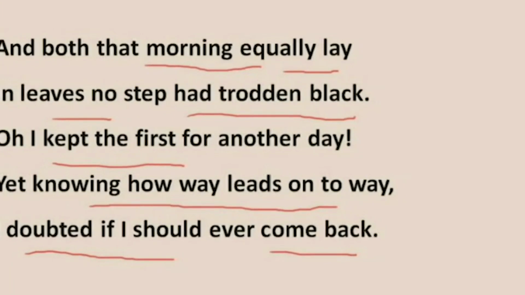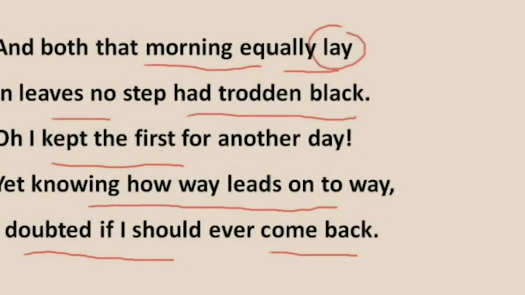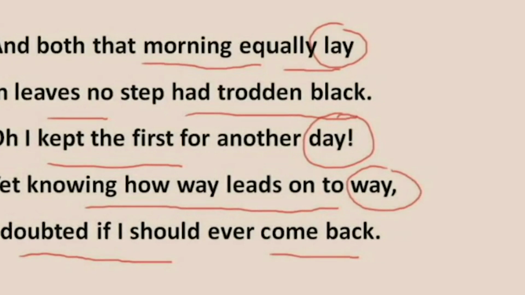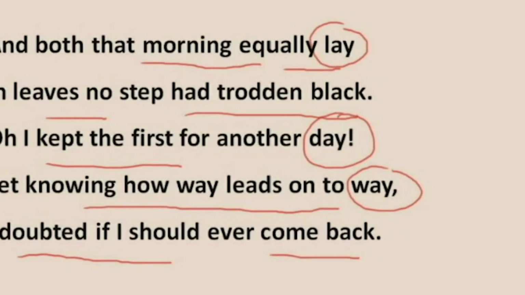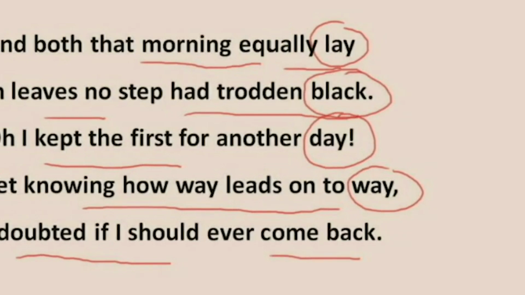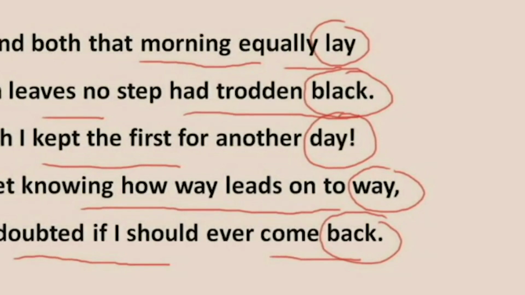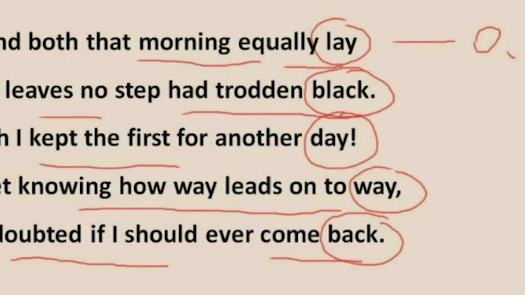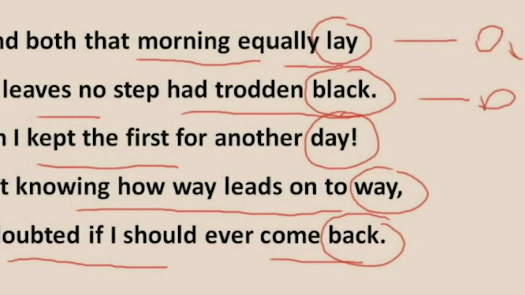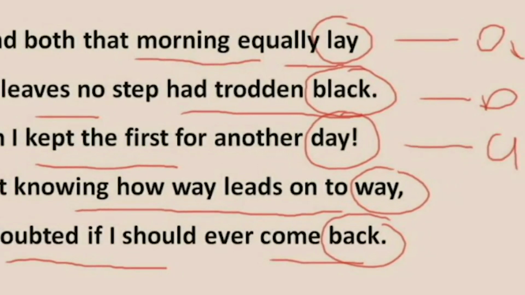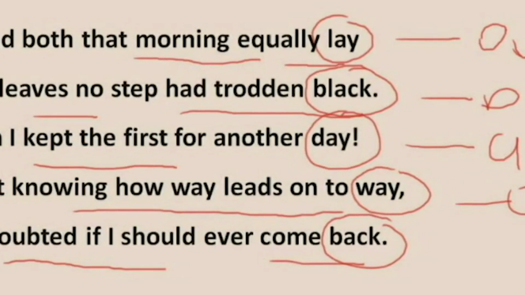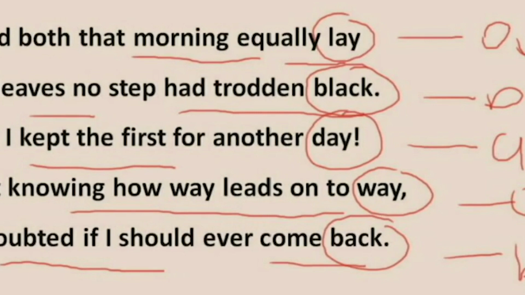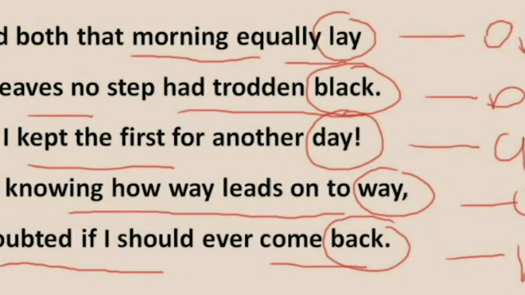Let us look at the rhyming words. The first word is lay. We have got day, we have got way. All these three words rhyme together. What about black? This is black, this is back, same rhyming words. Let us talk about the rhyming pattern. Again, this is A, B, A, A, and B. So this is the rhyming pattern, the same as the previous two stanzas.